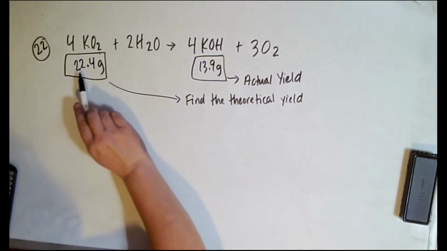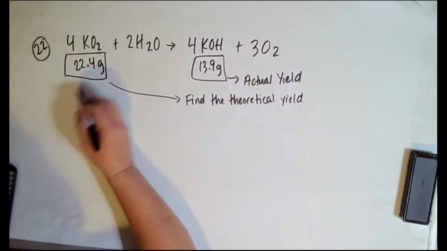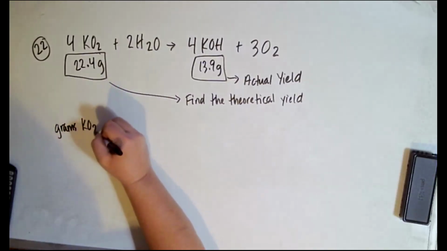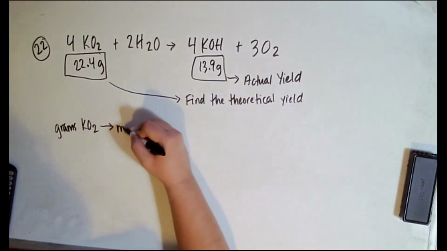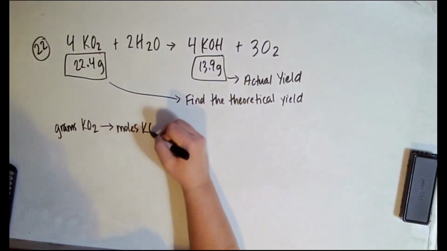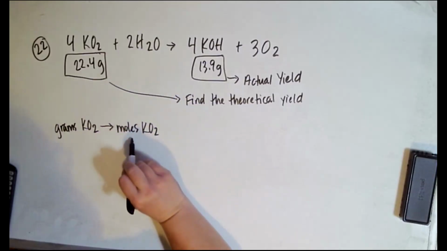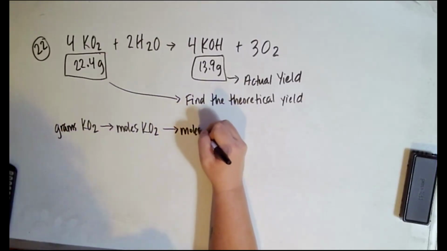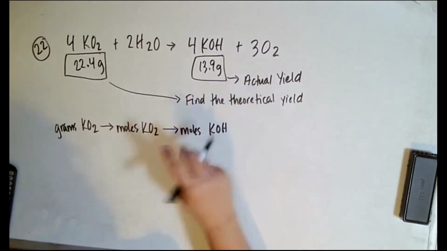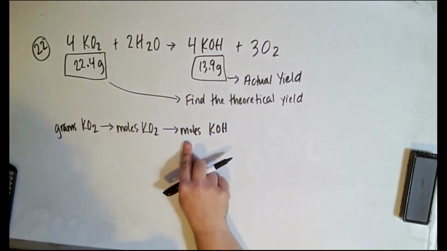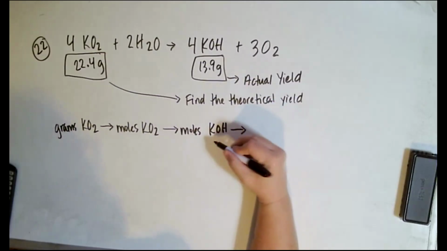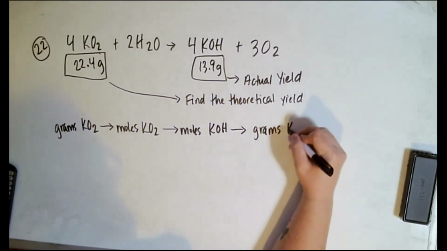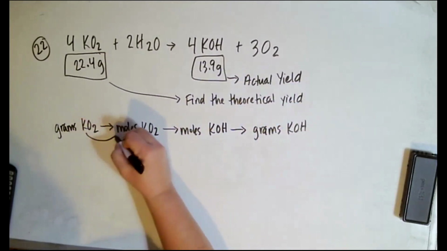So to find our theoretical yield, we're going to take our 22.4 grams of KO2 and we're going to turn it into moles of KO2 first using our molar mass. Then we're going to convert our moles of KO2 into moles of KOH using our balanced equation coefficients. And then we're going to convert our moles of KOH into grams of KOH using our molar mass.